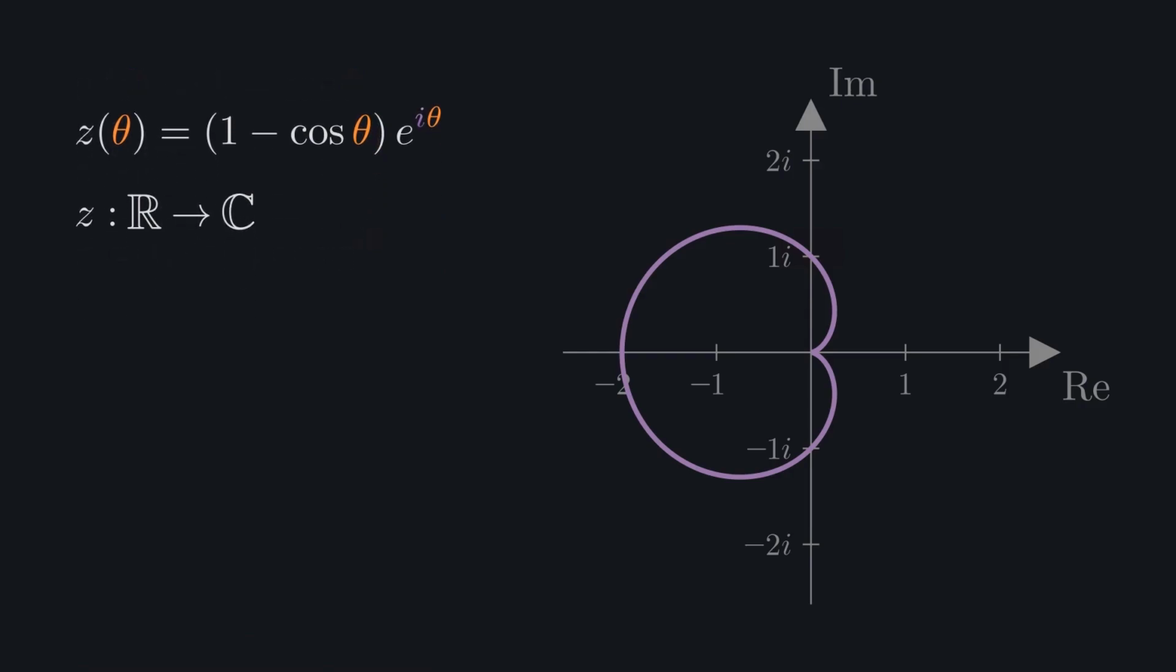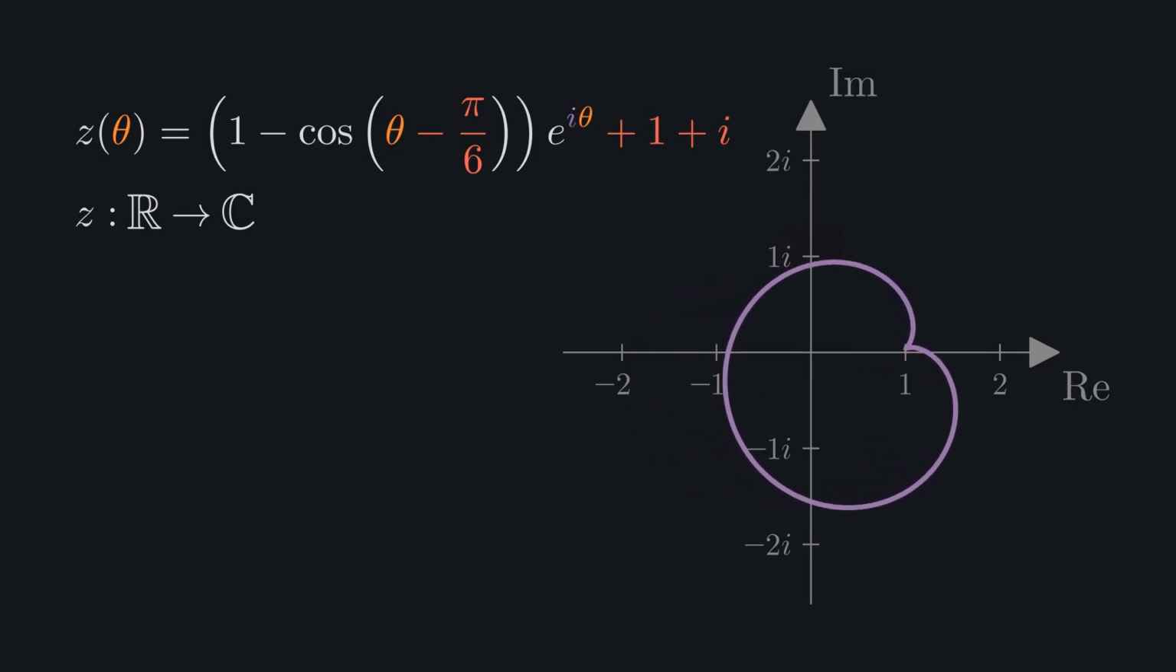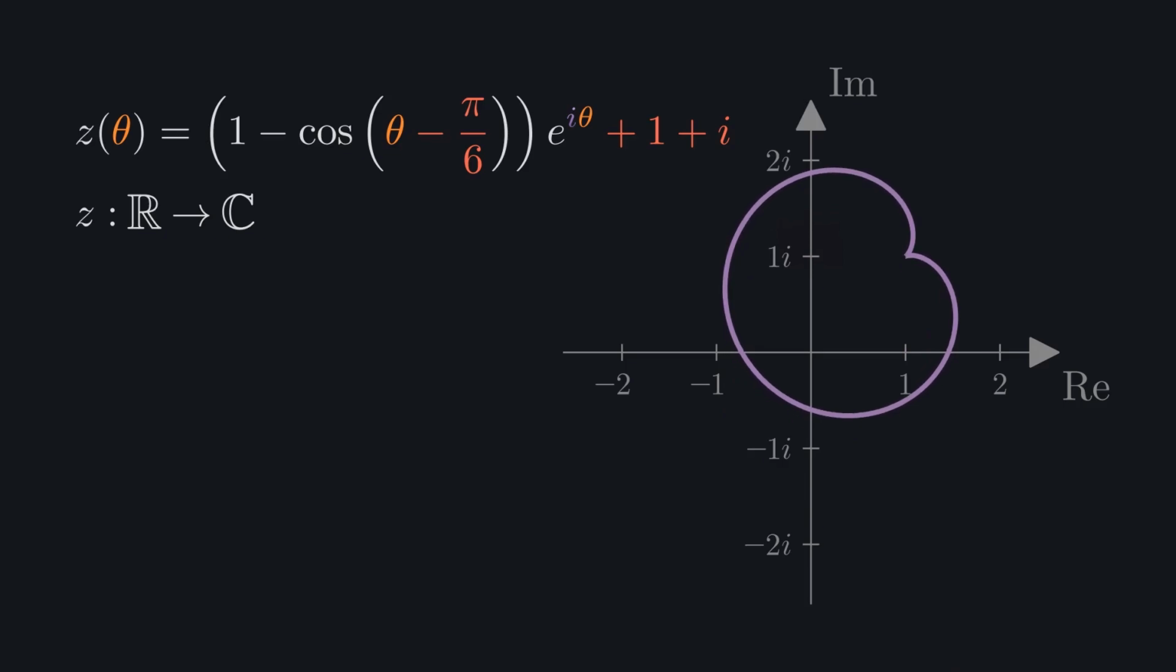In this form, it becomes easy to both move the shape around and rotate it without doing any more conversions. To rotate it, we subtract some angle from theta in the part of the expression we got from the polar form, like this. And to shift it, we add a complex number to the whole thing, like this. It's the best of both worlds in one form.